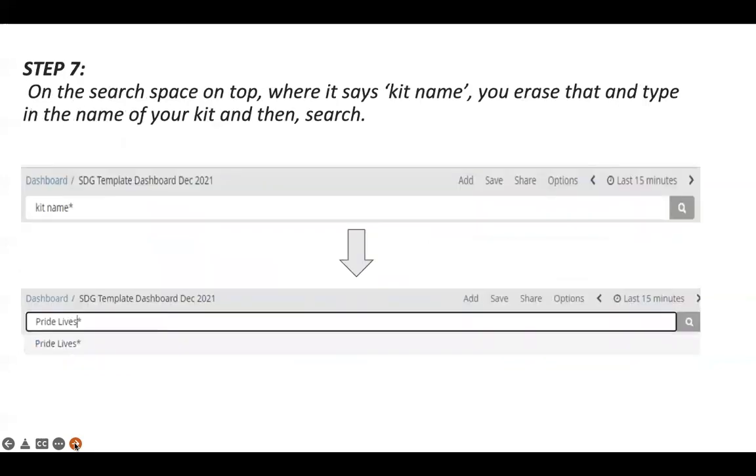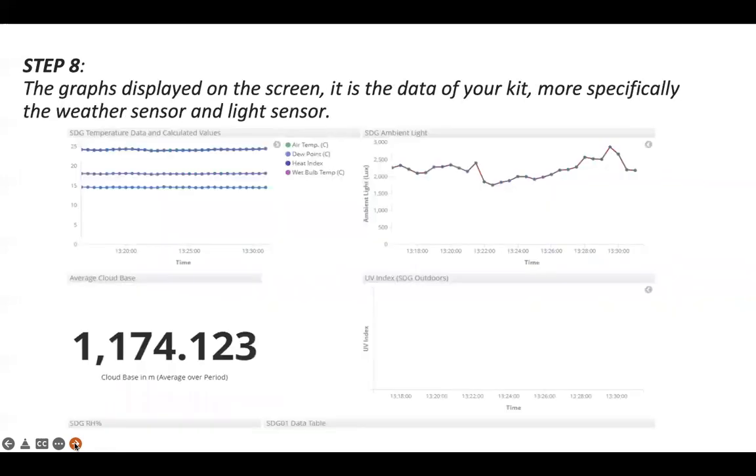When you open it up, you'll see that in the top line, it needs a kit name. So please put in your kit name. What I've done here is put Pride Lives in, which is the kit name that we're using for this demonstration. And then once again, click on the search icon. Now it will display the data from our particular kit. And you can see there's data from the weather sensor, from the light sensor, and if you have the soil moisture sensor, that as well.